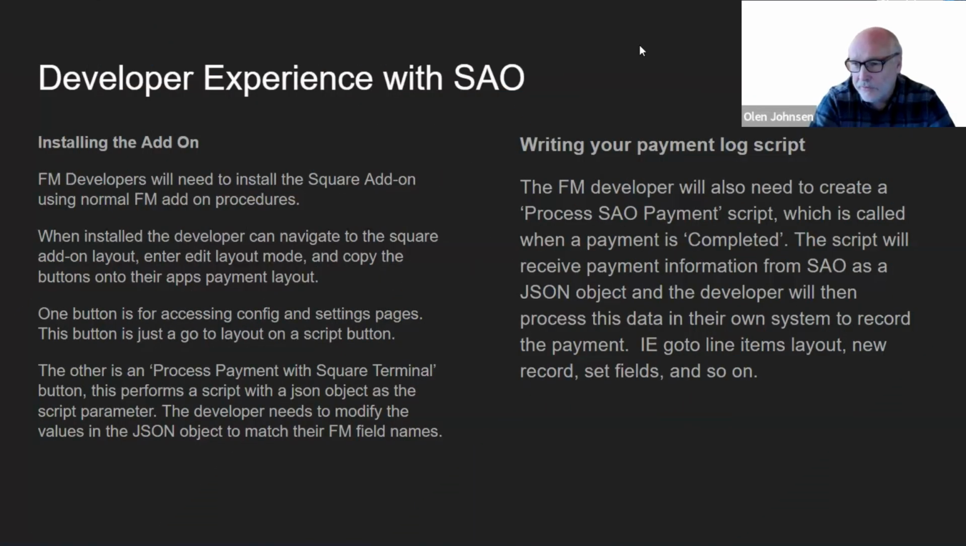Then, at the end, you have to write a script called process SAO payment that is called when the payment's completed and/or canceled, unless you've turned that off. The script will receive payment information from SAO as a JSON object, and the developer will then process this data into their own system to record the payment, i.e. go to line items layout, new record, set fields, and so on.